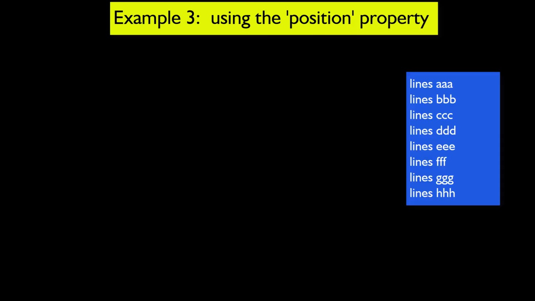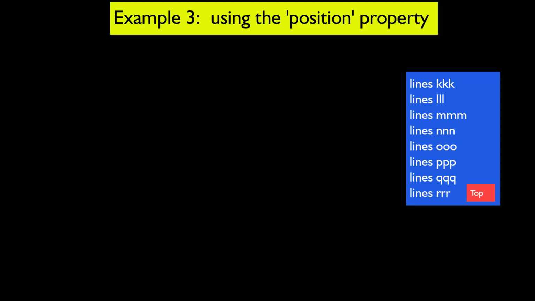Example 3, using the position property. Sometimes you want to position an element at a specific point on a page. For example, on long web pages, you might see a small block labeled top or to top of page, or just an upward pointing caret. This is set up as a link to an ID near the top of the page.